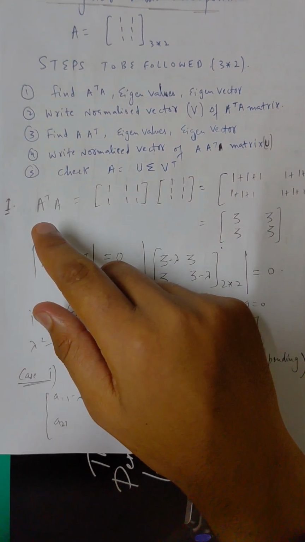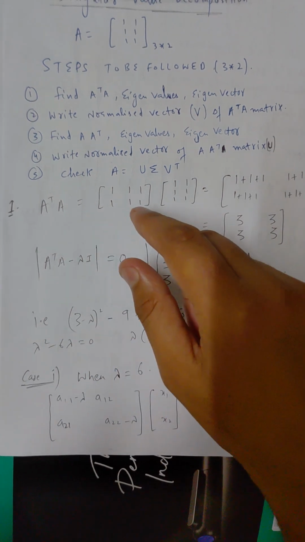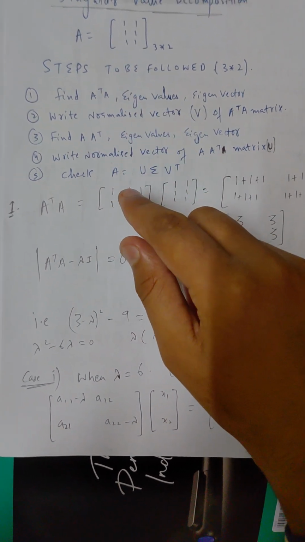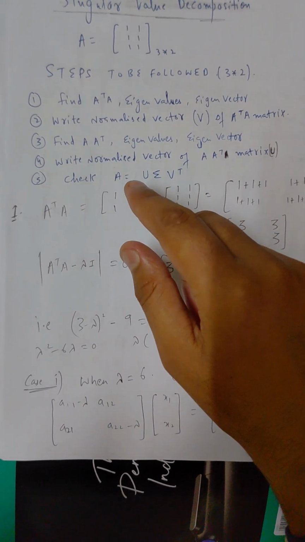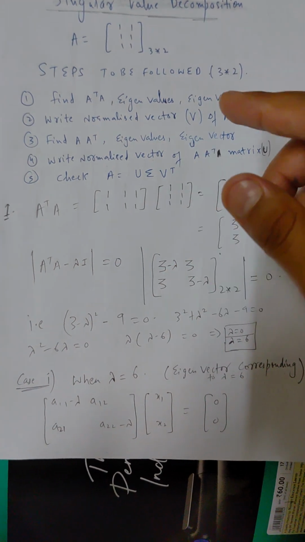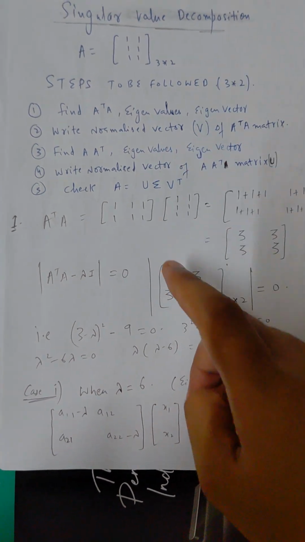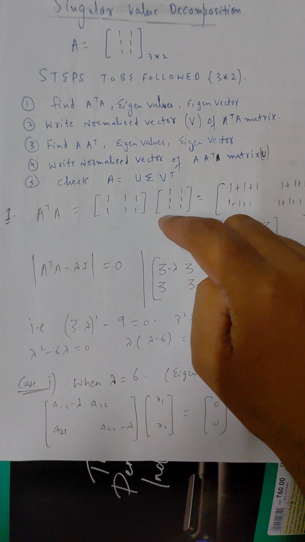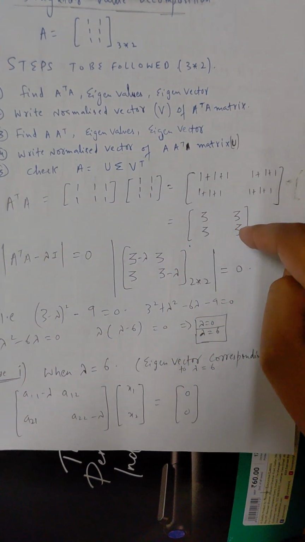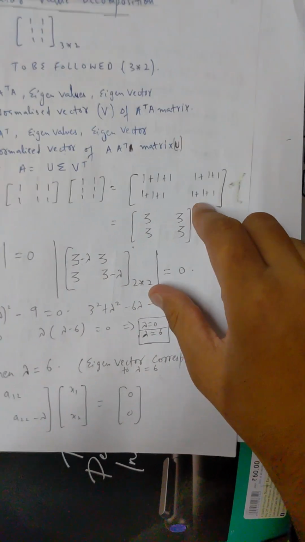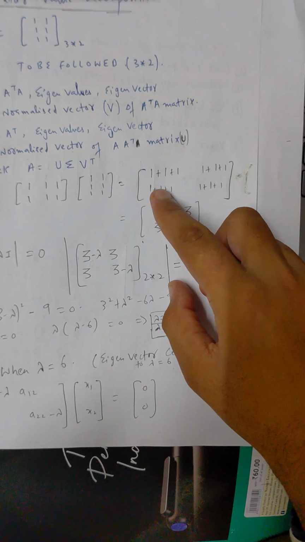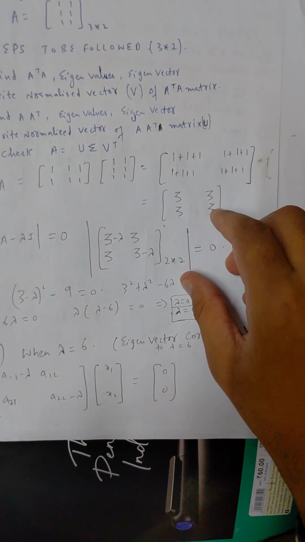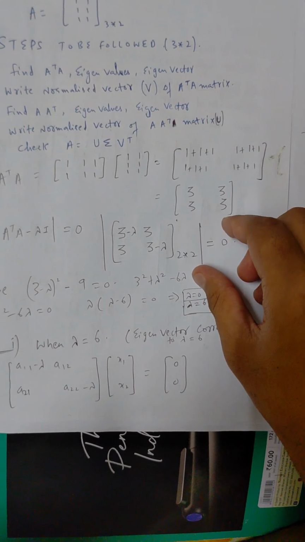First we'll calculate A transpose A. This is the A matrix, and we'll calculate its transpose. I hope that you know how we calculate the transpose. This is the A transpose matrix here, and this is the A matrix, so we'll multiply it. After multiplying and adding the values, I have got 3 and 3. So this is a 2 cross 2 matrix here.